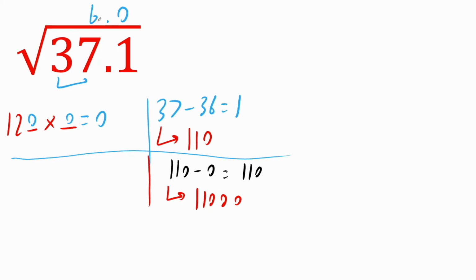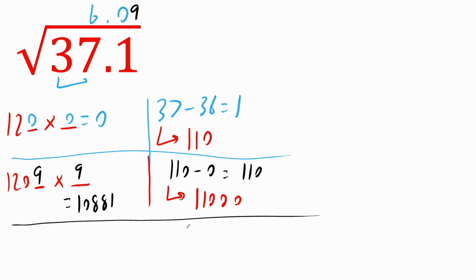And we do the same thing. Now, instead of saying 6, we're saying 60. 60 times 2 is 120. Put your placeholder number times your placeholder number. And this time we're going to get 9, because this number times this number, we get 10,881. So we can go ahead and put a 9 right here. And so now we subtract. So this number minus this number, and we're going to get 119.